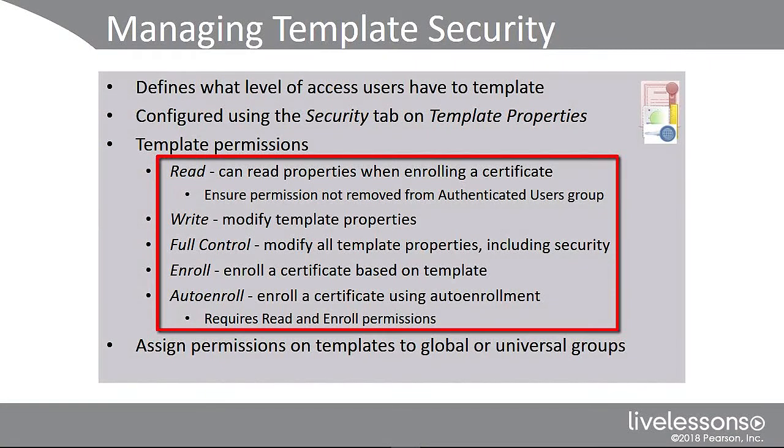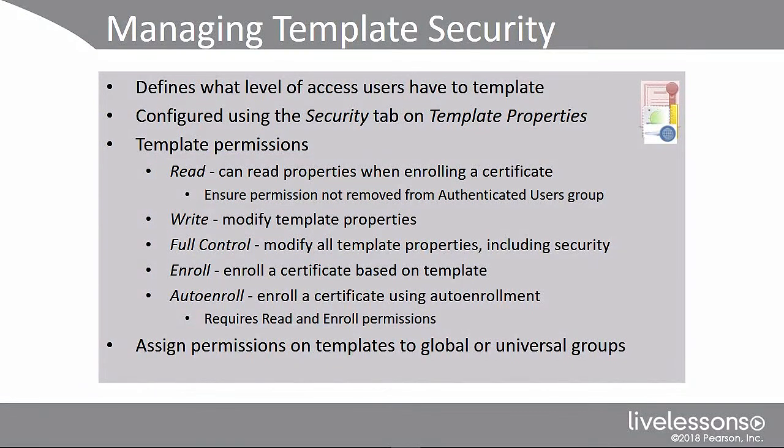The write permission enables a user or computer to modify template properties. Full control, whenever you hear that, think full party rights, enables users to modify all properties of the template, including security settings, which we're addressing right now. And then we have enroll, assuming that the user or computer has the read permission. The enroll permission enables that user or computer to enroll a certificate based on that template. And our final permission is auto enroll. If again the user or computer has the read and now has also the enroll permission, the auto enroll permission will enable that user or computer to enroll a certificate using auto enrollment.